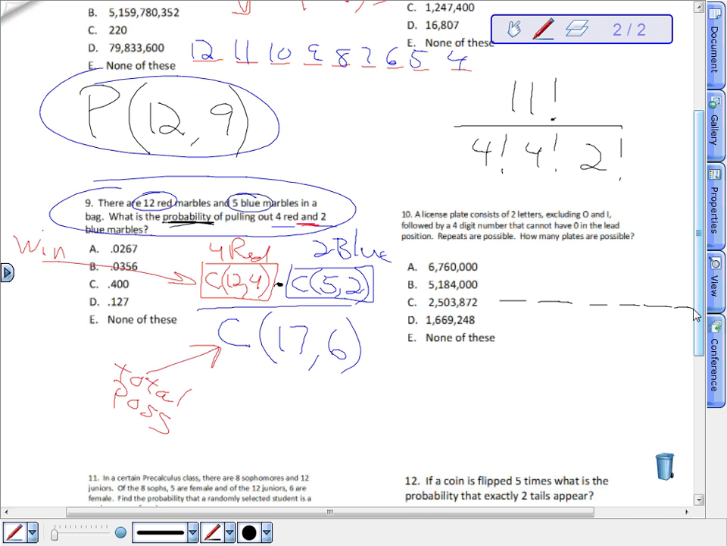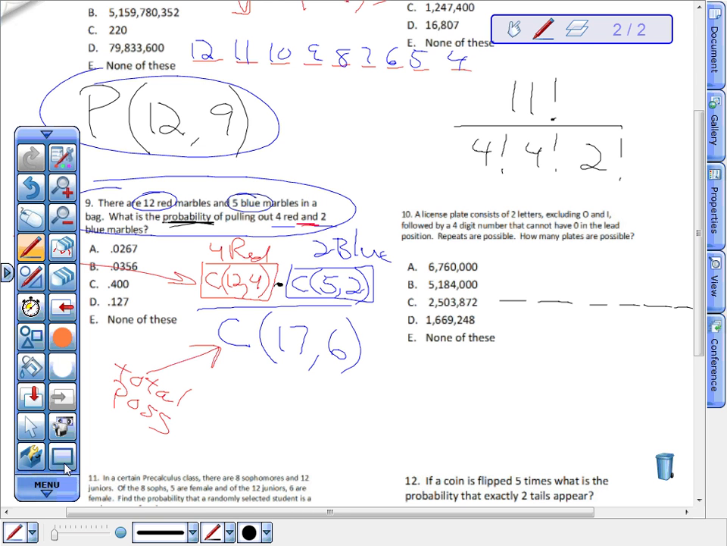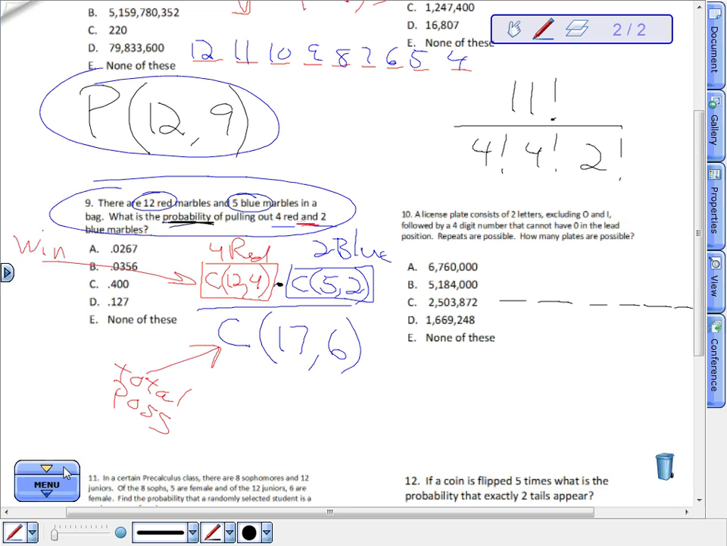The 2 letters, excluding O and I, that was the bell, so I'm going to stop this because children are going to run in here. So I'll finish this up when I can. Maybe I won't.